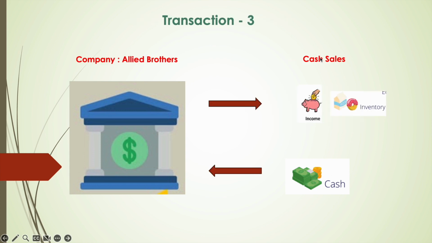Third transaction. Cash sales refer to transactions where goods or services are sold and payment is made immediately in cash at the time of the sale. In a cash sale, the buyer provides the seller with cash and the seller transfers ownership of the goods or services right away. This type of transaction is straightforward and does not involve credit or delayed payment terms.